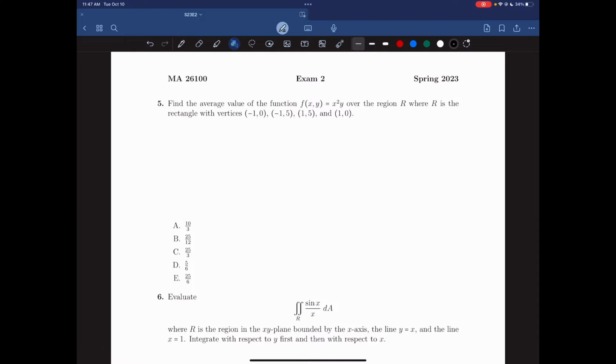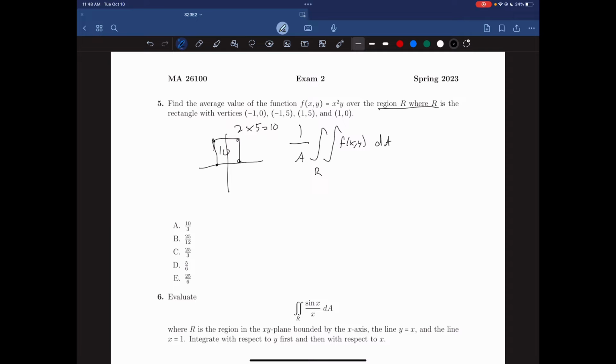All right, find the average value of the function f of x, y equals x squared y over the region R, where R is the rectangle with vertices negative 1, 0, negative 1, 5, 1, 5, and 1, 0. So I always like drawing these out. It really helps me visualize it. So we know the average value is just going to be 1 over the area times the double integral of f of x, y over the region R dA. And it's going to be pretty easy to compute A because it's a rectangle. We just do base times height, and that is 2 times 5 equals 10. So A is just 10.